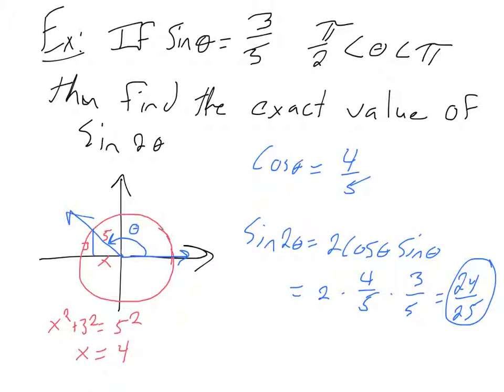Oh, and I'm sorry, yes, so sine is positive, and cosine should be, that was a mistake I made, cosine should be negative in the second quadrant because the x-coordinate of that point is negative. And so yes, cosine should be negative, and so it should be negative 24/25ths.